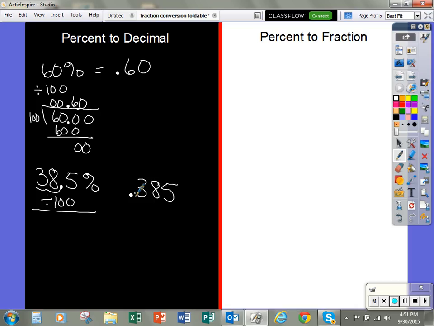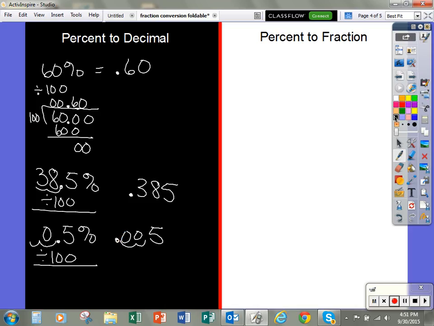And finally, let's try 0.5%. If we divide by 100, we can move our decimal 2 places to the left. We would have 5, 1, 2, so 0.005.